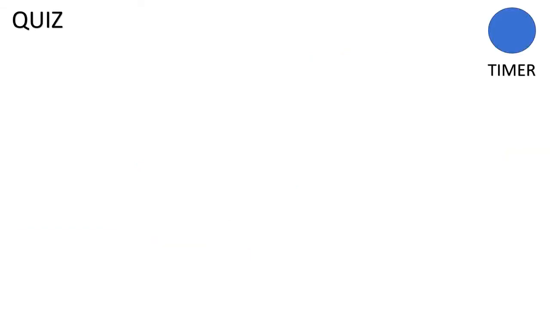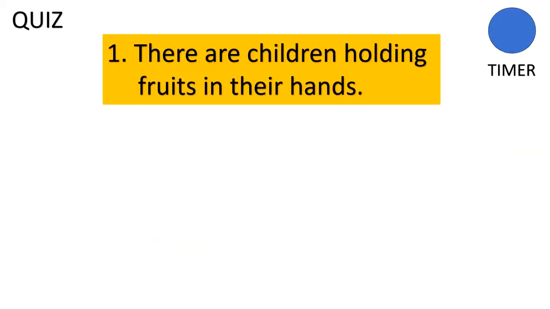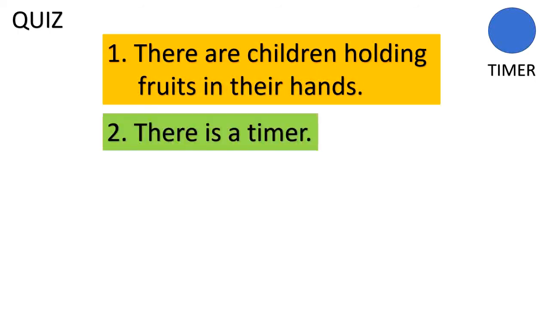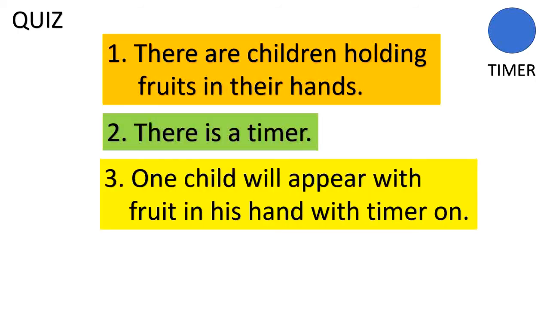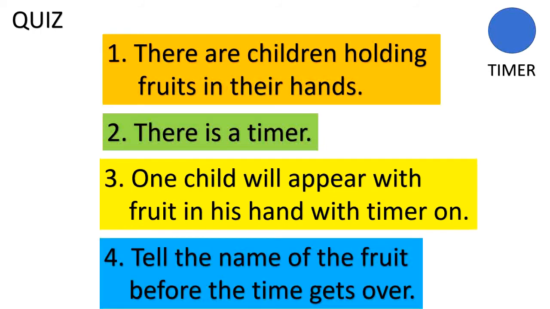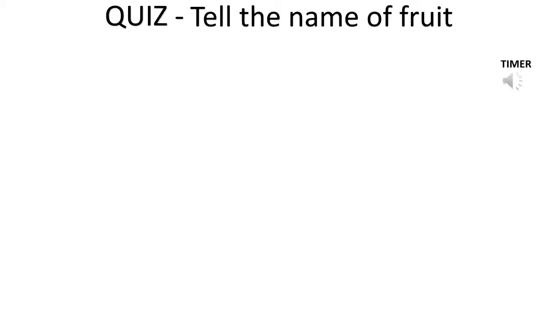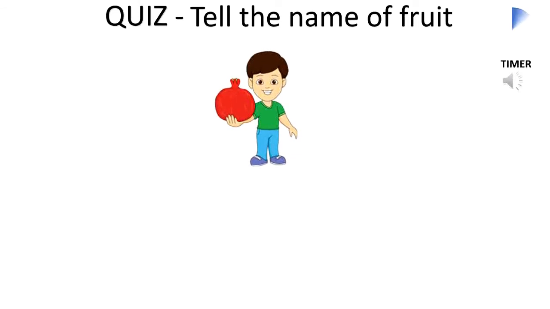Let's do the quiz now. There are children holding fruits in their hands, and there is a timer. One child will appear on your screen with the timer on. You have to tell the name of the fruit which he is holding before the time gets over. Let's start the quiz. So here we go.